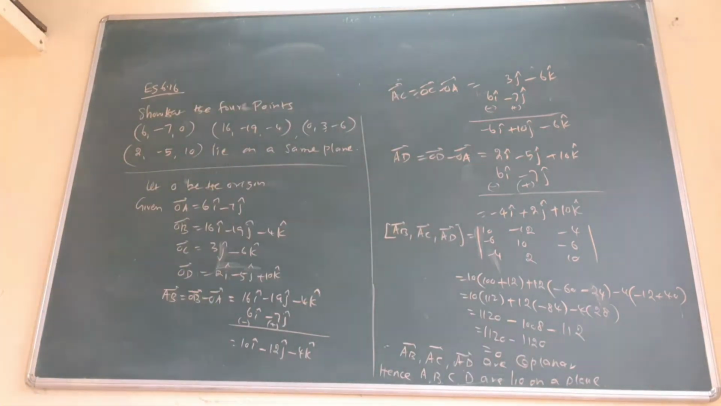Important, 5%, 3%. This is a very important concept. You must find the value of AB, AC, AD. In this way you find. That's very important. Not AB, BC, CD. That means wrong.